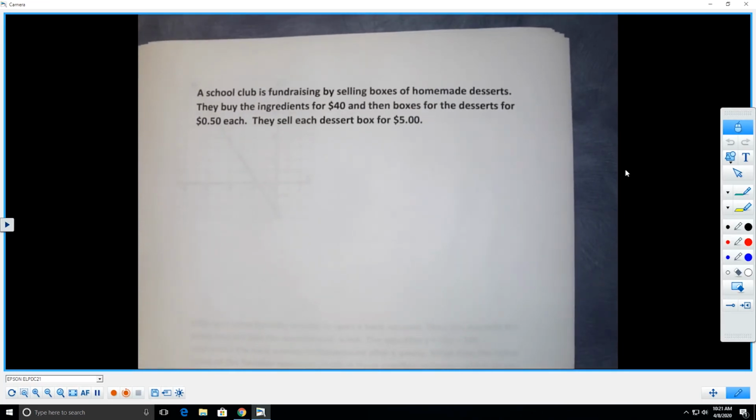A school club is fundraising by selling boxes of homemade desserts. They buy the ingredients for $40 and then box the desserts for 50 cents each. They sell each dessert box for $5. Let's start by writing an equation for the money they spend, Y, as a function of the number of dessert boxes they buy, X. Remember, we are just looking at the money the club is spending. Take a minute to think through it and write down an equation you think fits this scenario.